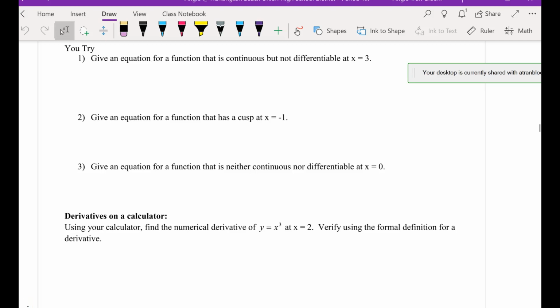So number one, it says, give me an equation that is continuous but not differentiable at the location of x equals 3. So Lauren, did you come up with one? Y equals the absolute value of x, right? Okay, so let me write your answers down.